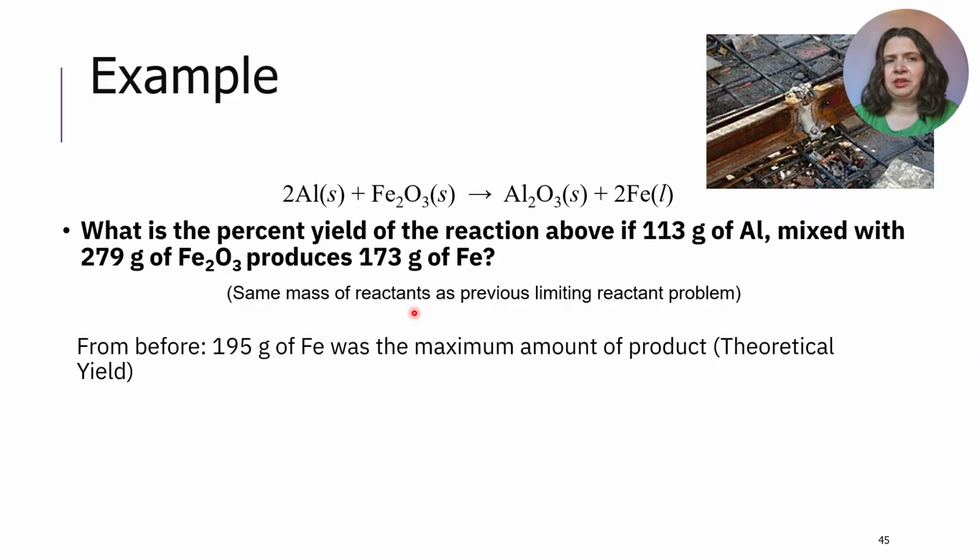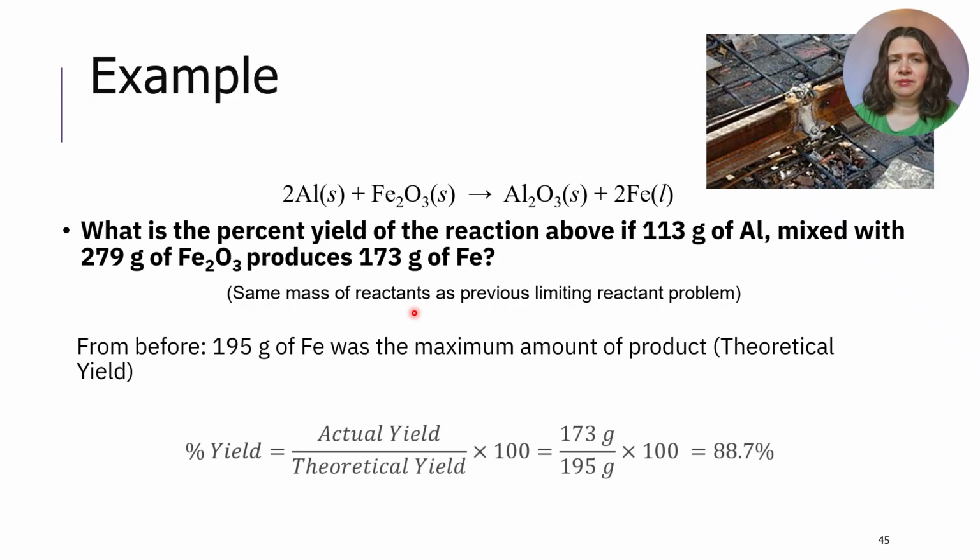Now substitute these values into the percent yield equation. 173 grams divided by 195 grams times 100 gives us a percent yield of 88.7%.